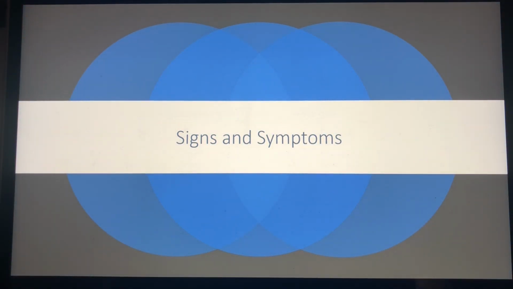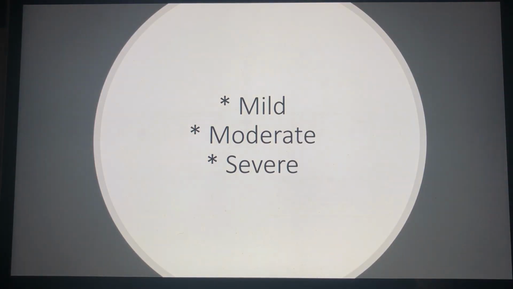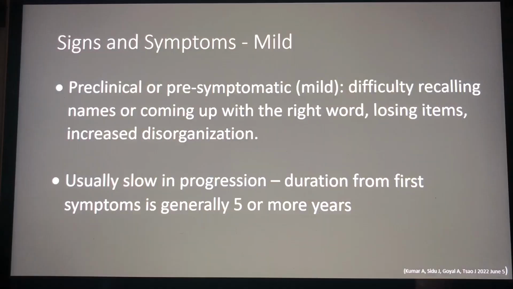The signs and symptoms can range from mild to moderate and all the way to severe, and can help to evaluate the stage of dementia. Preclinical or pre-symptomatic mild symptoms usually include difficulty recalling names or coming up with the right words, losing an item, or becoming more disorganized. Usually it's slow in progression, and the duration from the first symptoms is generally 5 or more years.